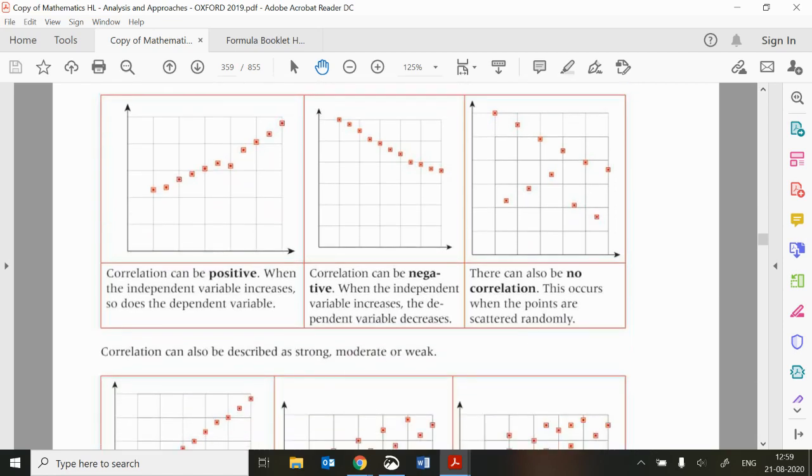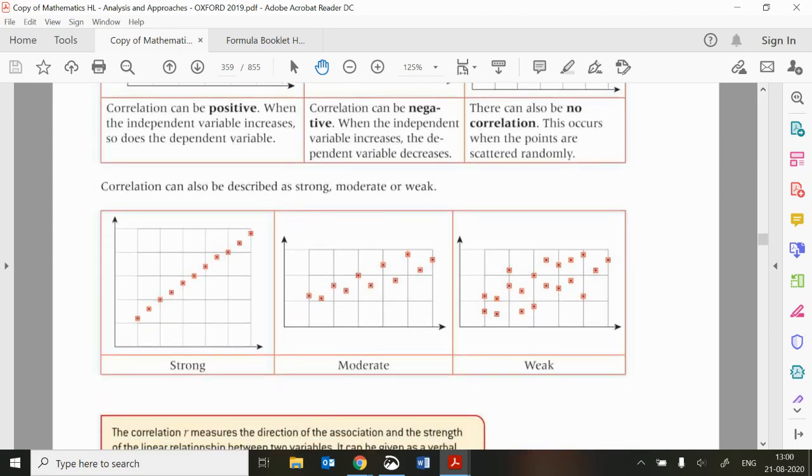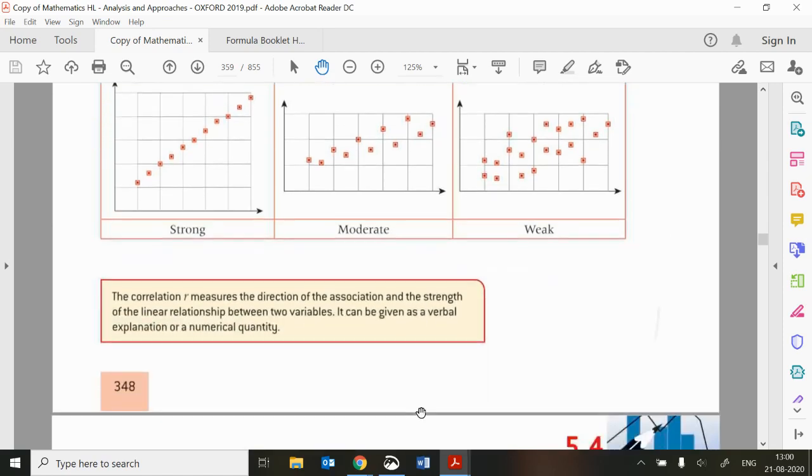Okay, so here we go. Correlation can be positive in the graph there, which we're looking at in the top left. Negative, and you'd say that both of those would be strong positive and strong negative. And it looks like no correlation on the top right. Maybe there's some negative correlation there. Maybe extremely weak negative correlation. I'm not sure, but it says no correlation. It says correlation can also be described as strong, moderate, or weak. So there we go, strong, moderate, and weak.